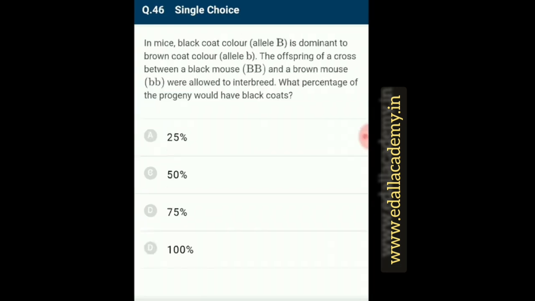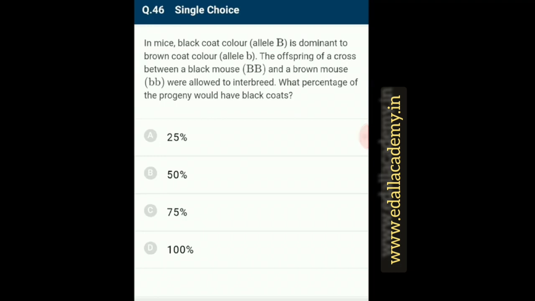Question number 46. In mice, black coat color, that is allele capital B, is dominant to brown coat color, allele small b. The offspring of a cross between a black mouse, capital B, and a brown mouse, small b, were allowed to interbreed. What percentage of the progeny would be black coats?